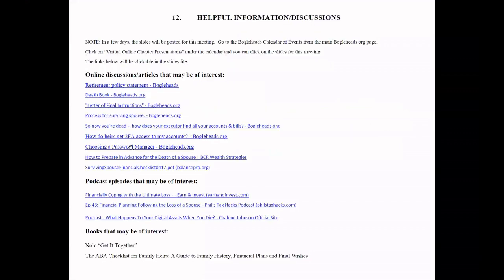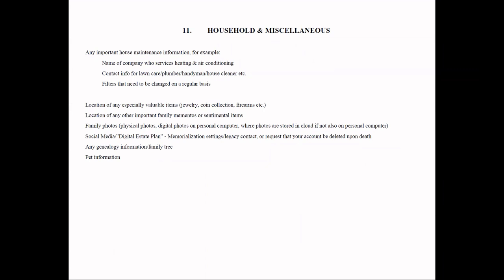Okay, the last thing in your book is going to be anything important you want to mention that your spouse may not be aware of about the house itself, like who services the heating and air, and what the schedule is. We have every fall and spring, they come and service the air conditioner under a contract. You want to know who does that. If you have any handymen, a lawn service, plumber that you like to use, or house cleaner, you want to have their contact information, and what schedule you're on for lawn care. Any special filters that need to be changed, anything else that wouldn't be obvious as far as maintenance on your house.